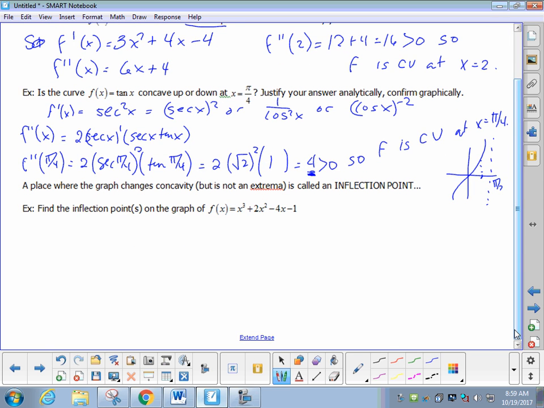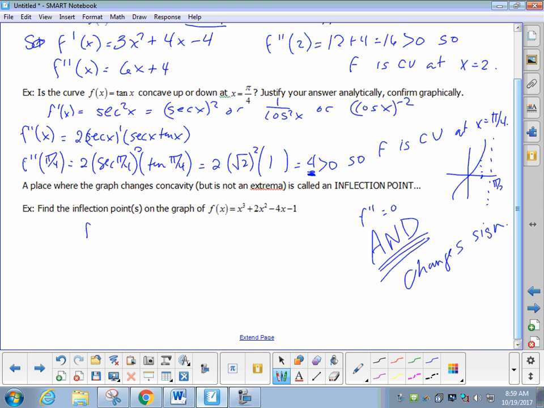All right, last but not least, we talked earlier about a place where the graph changes concavity, but is not an extremum. That's called an inflection point. An inflection point is where the second derivative is 0 and changes sign. Not just second derivative equals 0. This is a fight like heck with the BC students. It's not just that the second derivative is 0. Don't just find where the second derivative is 0 and circle it. You have to establish that the graph changes sign.